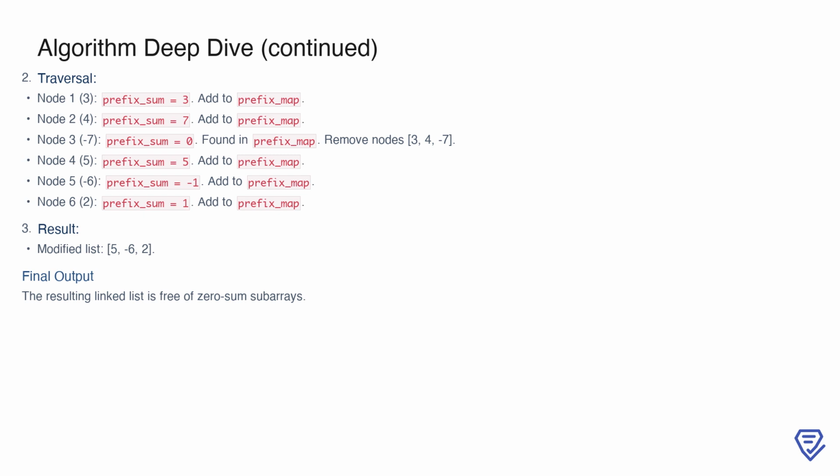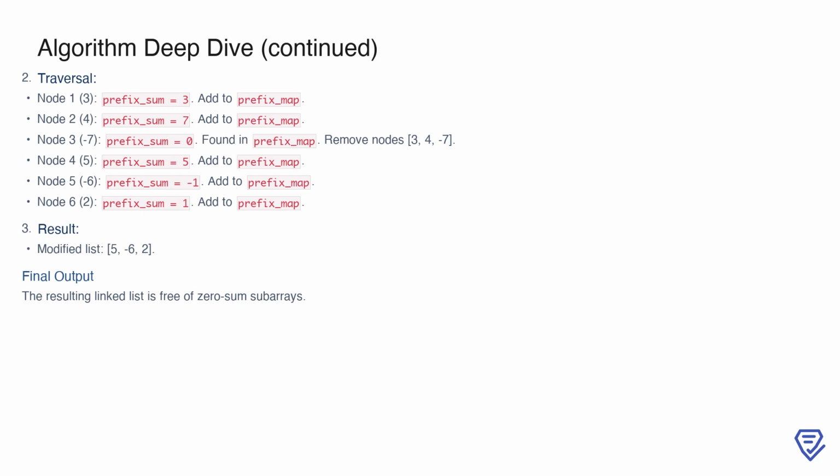Continuing the example, as we traverse the linked list 3, 4, -7, 5, -6, 2, the prefix sum evolves as follows. At node 1 with value 3, the prefix_sum becomes 3, and we add this to prefix_map. At node 2 with value 4, the prefix_sum becomes 7, which is also added to the hash map. At node 3 with value -7, the prefix_sum returns to 0, which is already in the prefix_map. This indicates nodes 3, 4, -7 form a zero-sum subarray, so we remove these nodes by adjusting pointers.